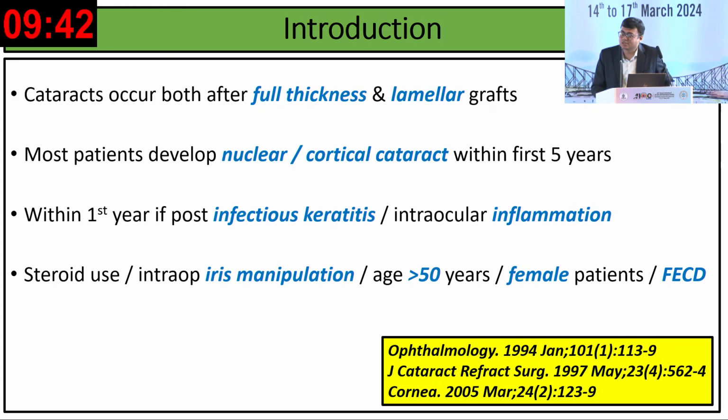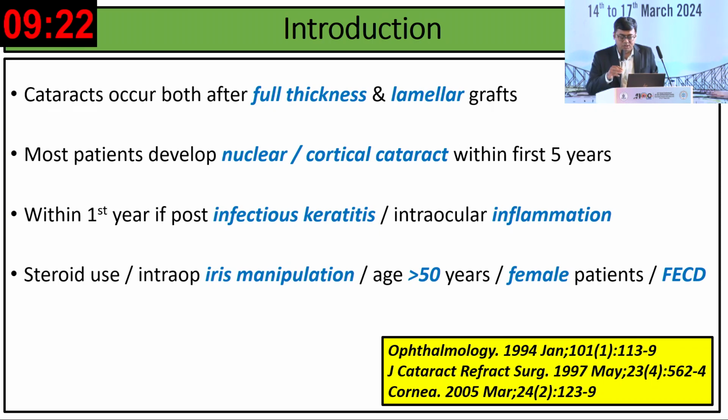Most of the patients which we see in follow-up in OPD develop some form of nuclear or cortical cataract within the first 5 years of doing the keratoplasty. And if the indication was a therapeutic keratoplasty accompanied by inflammation inside the eye, within the first year you develop some form of cataract which may need surgery.